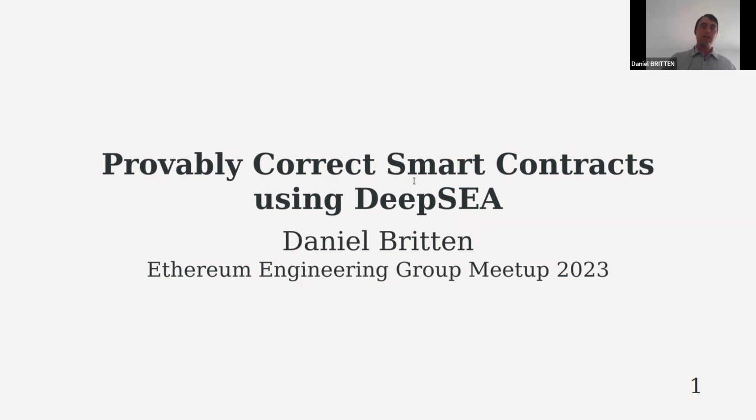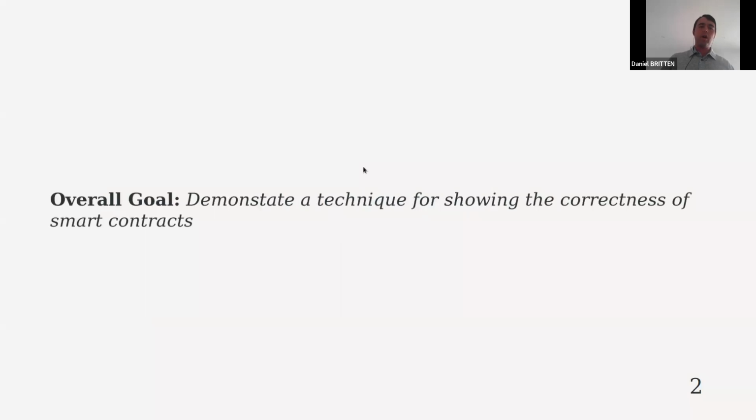First of all, the overall goal of this talk is to demonstrate a technique for showing the correctness of smart contracts, and in particular a technique that is provably backed. It is brilliant and important to do tests to verify contracts to a certain level, but to go to the next level and ensure that even unforeseen errors don't occur, provable correctness is really important. I'll be talking about the technique of theorem proving using the proof assistant Coq.